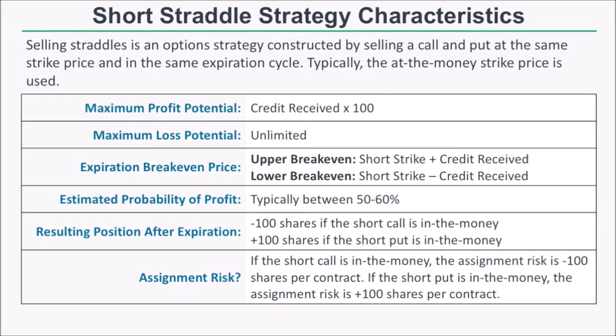The break-even prices of the short straddle are the short strike that you sell, plus the credit received, and also minus the credit received. So that credit that you collect creates a nice wide range around the strike price that you sell. The estimated probability of profit for a short straddle is typically between 50 and 60%.